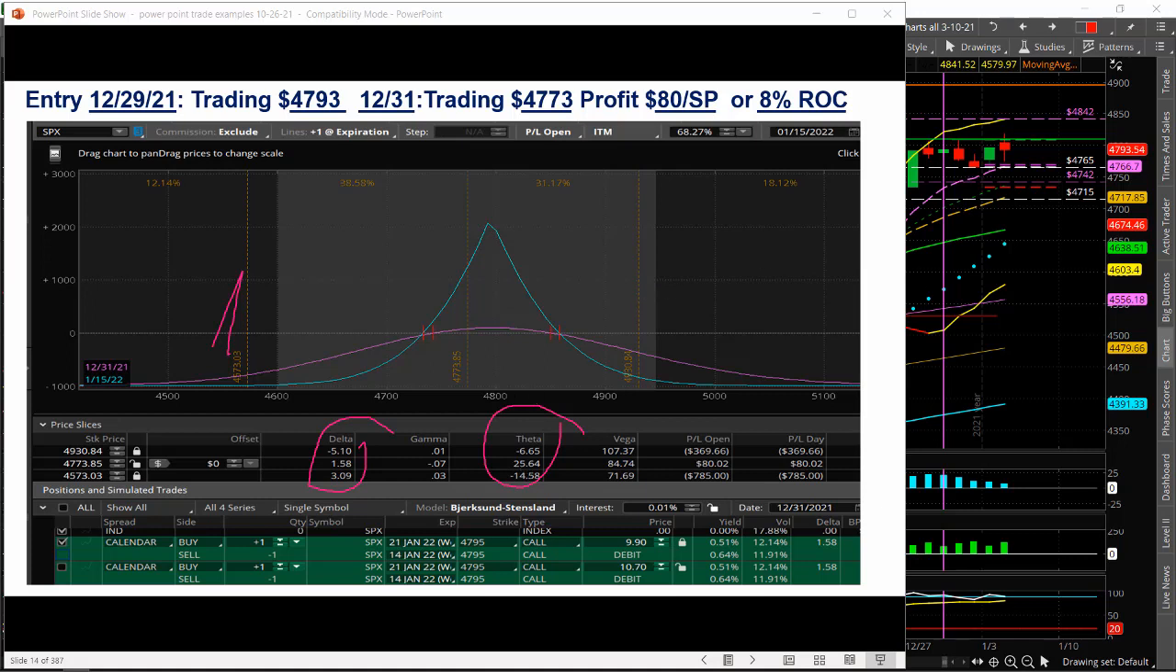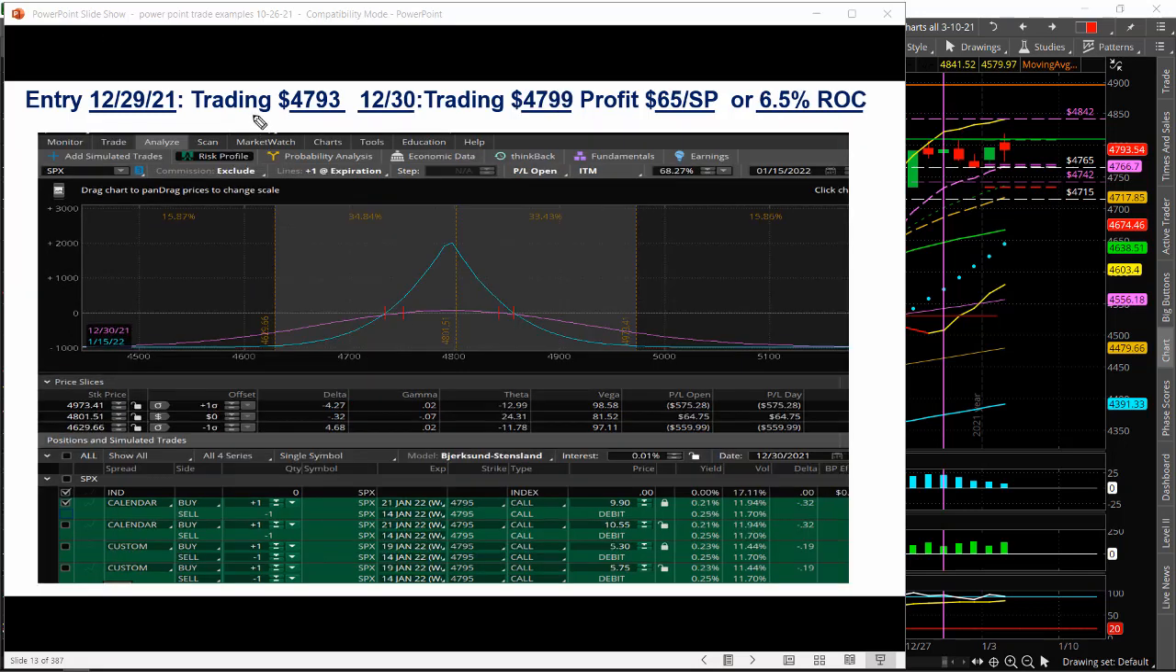So here it was, set up on the 29th right there, and then we came in on the 31st, 2 days later. It was trading at 47.73, and this was up 8%. Let me back up and I'll show you the day after. So here it was the next day, on the 30th, trading at 47.99 right in here. And this was up $65 per spread, so a 6.5% return in one day.